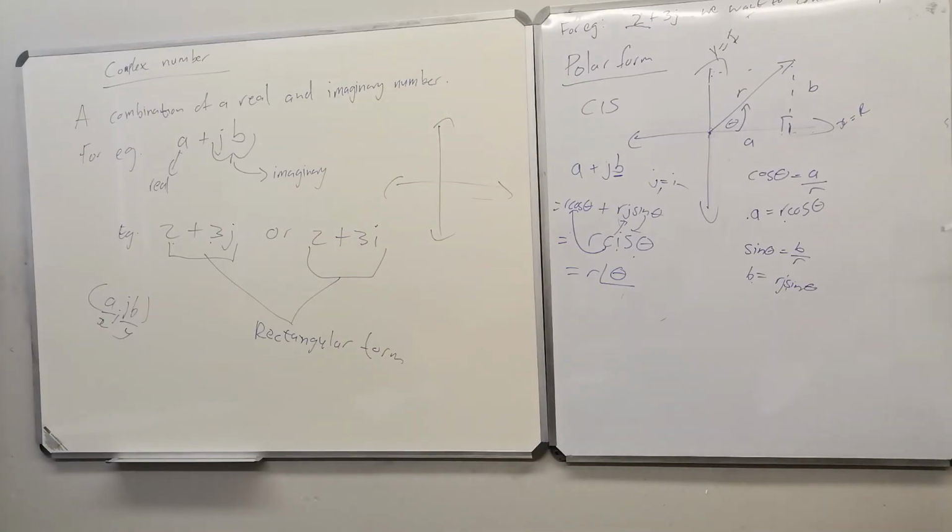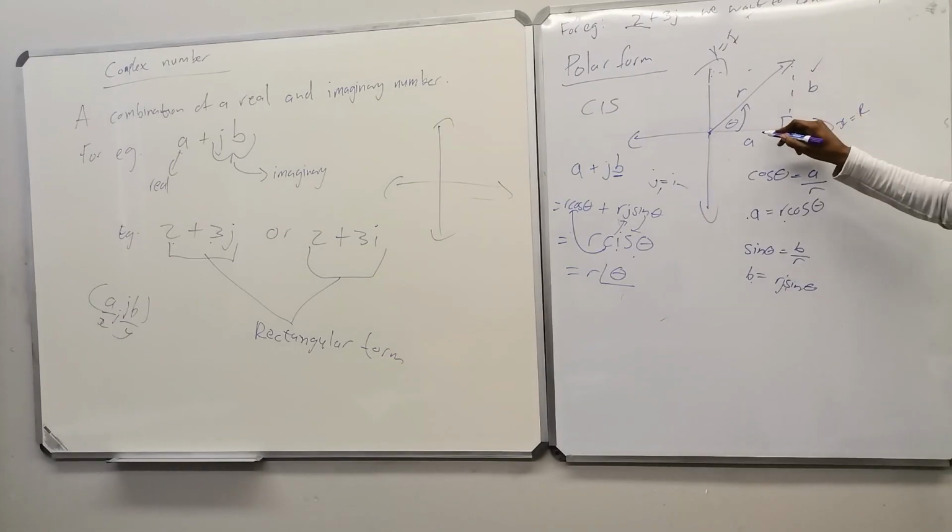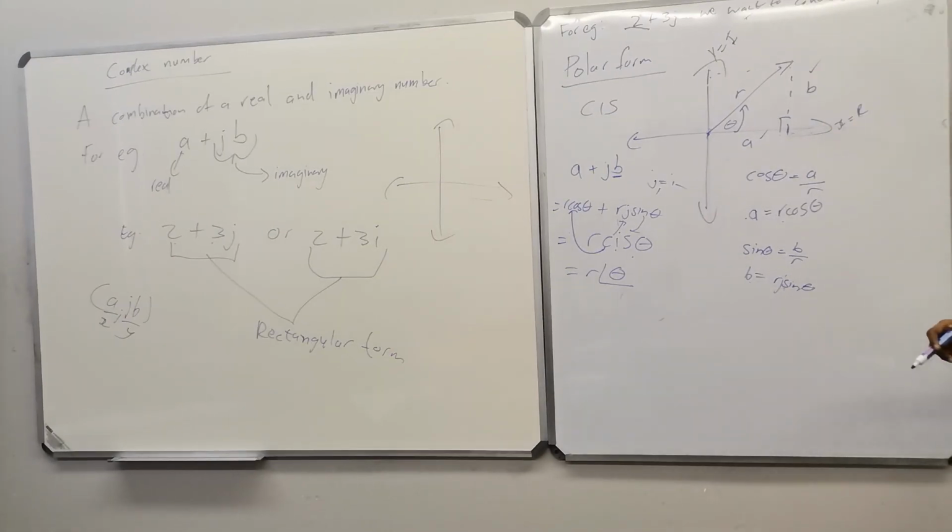How do we calculate our angle? Using the right angle triangle. We know one side, we know the other side. Since we got opposite, 10.